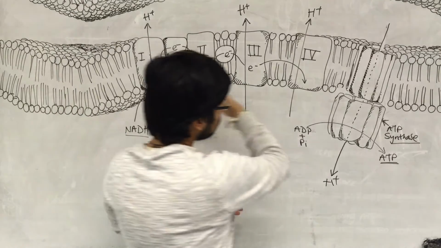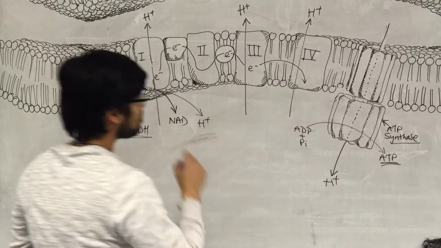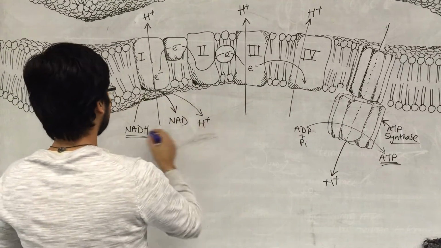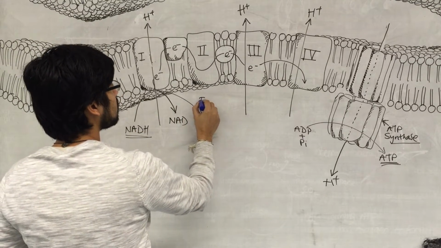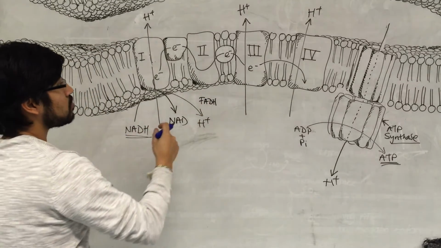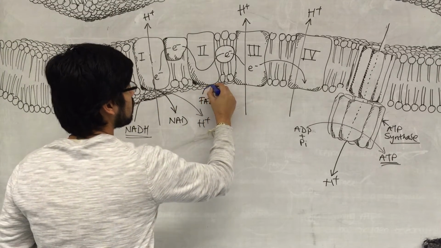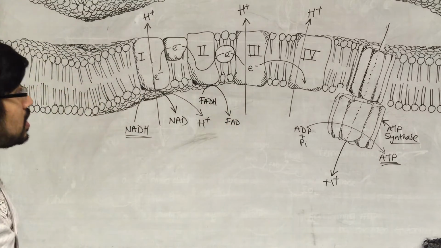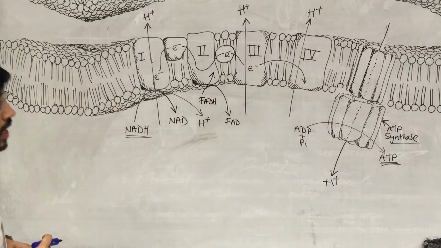Okay? So that's one important aspect of this. Secondly, FAD. Now, FAD is similar, but the way FAD works is that it delivers its electron at a later stage. Okay? So FADH is also reduced to FAD. Its electron then enters at this stage right there.